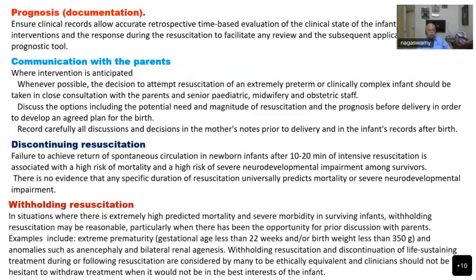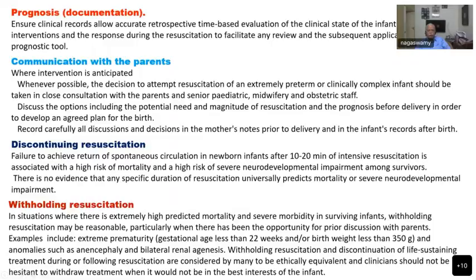When will you withhold resuscitation? The earlier point was discontinuing after starting the resuscitation, whereas now: when will you not do the resuscitation at all? That is in situations where there is extremely high predicted mortality or severe morbidity in surviving infants. As I told you earlier, an anencephaly child born with a beating heart and some respiration, apneic spells: you don't do a very vigorous resuscitation. So withholding resuscitation may be reasonable, particularly when there has been opportunity for prior discussion.